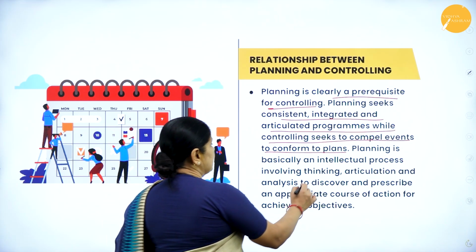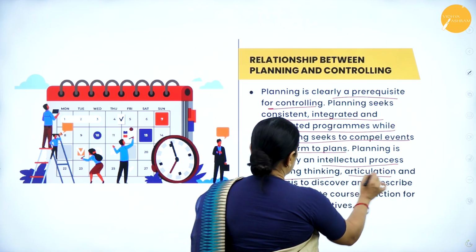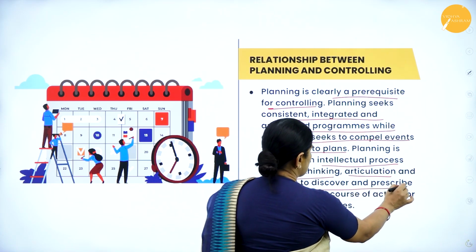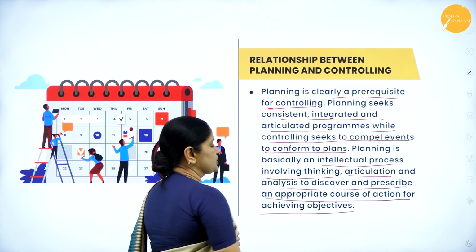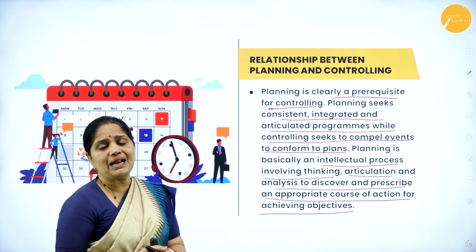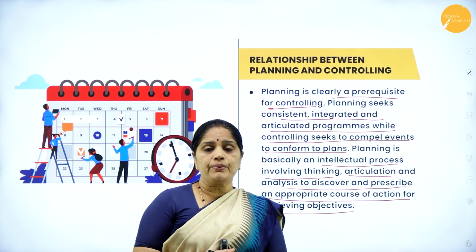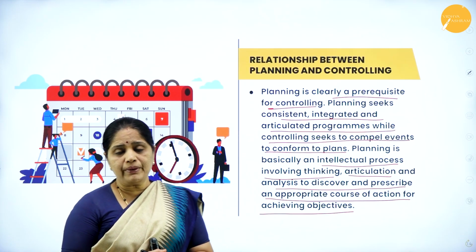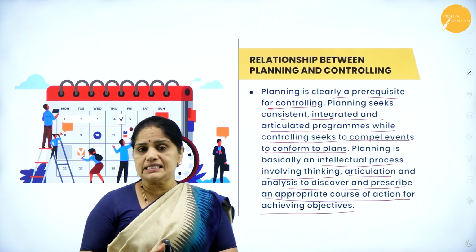Planning is basically an intellectual process involving thinking, articulation and analysis to discover and prescribe an appropriate course of action for achieving the objectives. So we all know that planning is a mental exercise, an intellectual process where the main part of planning is decision making. So we take decisions.